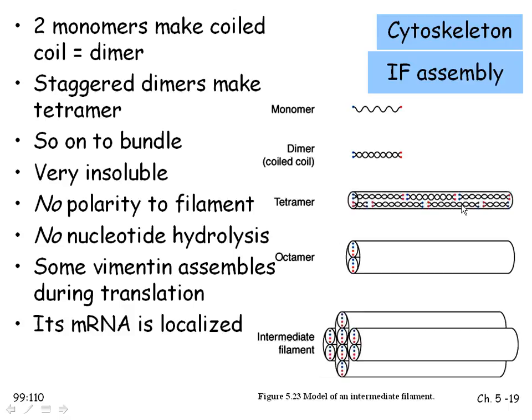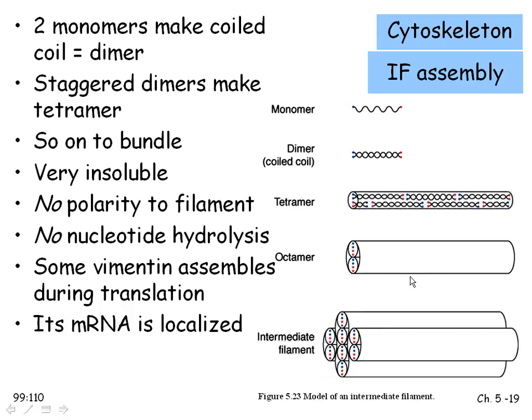But if you look at the way that the coiled dimer is, it has a polarity to it. It has its N terminus and C terminus aligned. It's a parallel coiled coil. But if you look inside the tetramer, that polarity is lost. So overall, there's no polarity to the filament as a whole, number one.